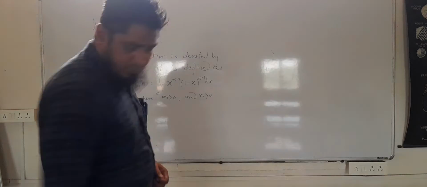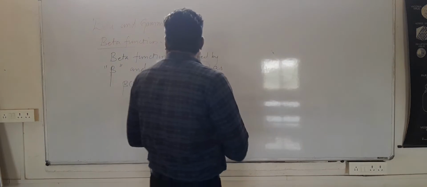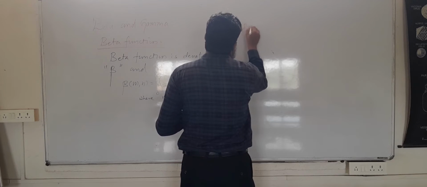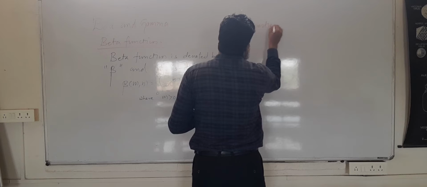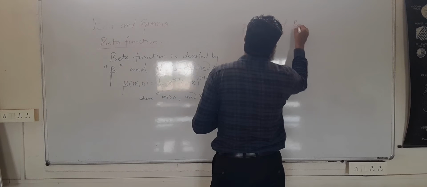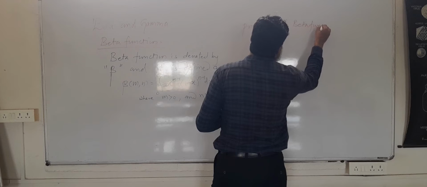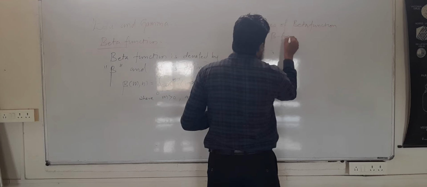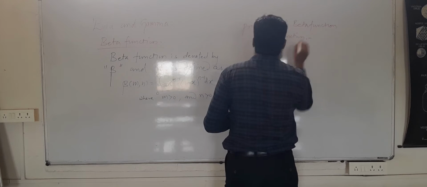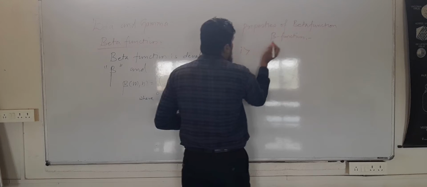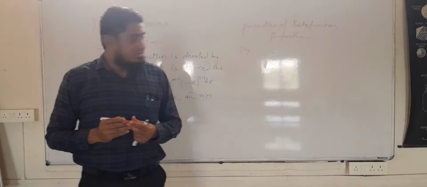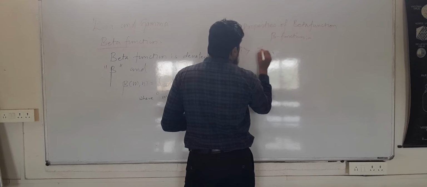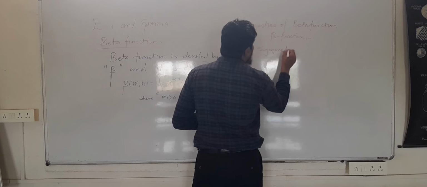Now, properties of beta function. There are two important properties of beta function. First of all, it is symmetrical. It is a symmetric function. What is meant by symmetric function? Symmetric function means if we take two variables, beta m n is always equal to beta n m.